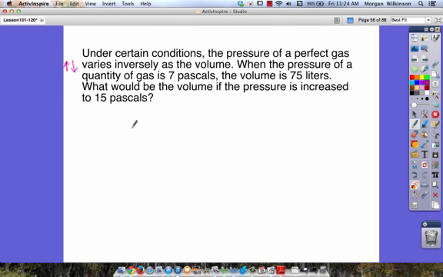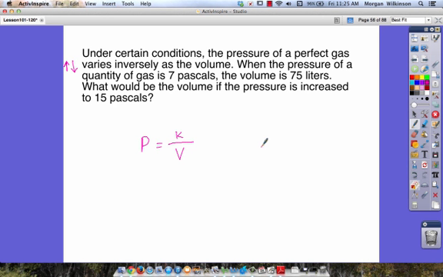Now, direct variation, as one goes up, the other goes up, means we multiply. So in this case, if we have inverse variation where one goes up and one goes down, it must mean the opposite. It must mean that we have to divide. This one says the pressure of a perfect gas, pressure P, varies inversely as the volume. So instead of multiplying our constant of proportionality times what it's related to, we're going to divide. And we've set up our equation.